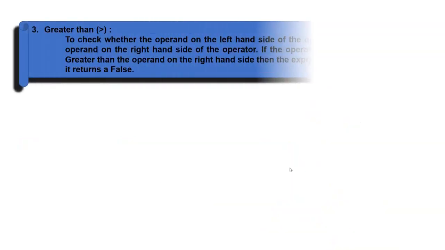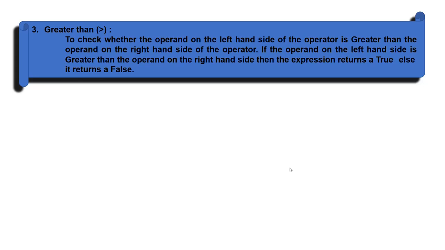Now the third one is the greater than operator. It checks whether the operand on the left hand side of the operator is greater than the operand on the right hand side of the operator. If the operand present on the left hand side of the operator is greater than the operand present on the right hand side of the operator, then the expression is going to result in true. Otherwise it will return false.